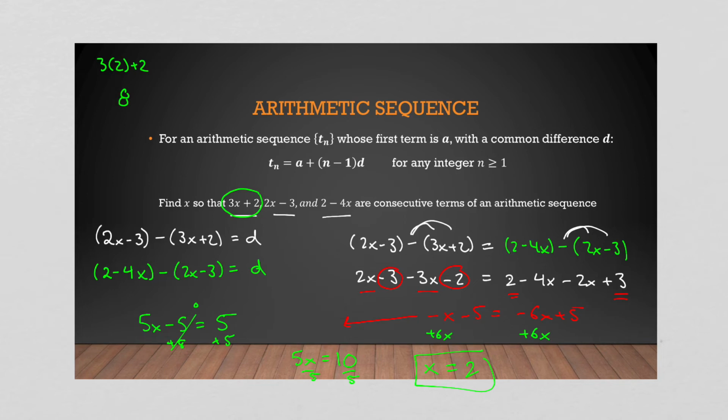And then I have 2 times 2 minus 3, which gives me 4 minus 3, gives me 1. And then I have 2 minus 4 times 2, which is 2 minus 8, which gives me -6. So it means I have these 3 consecutive terms. And if you look at that, what's my common difference? -7. So boom, it works. We did it. It's all good.